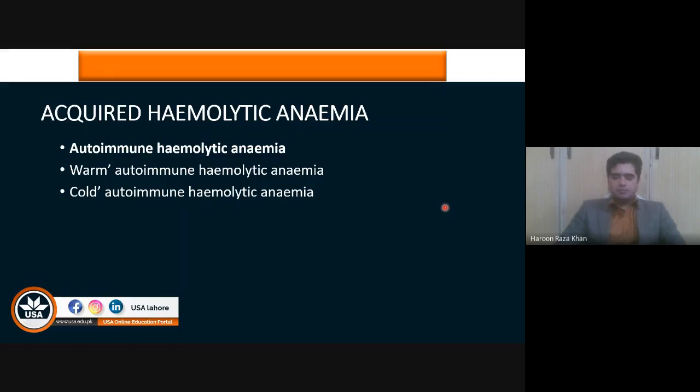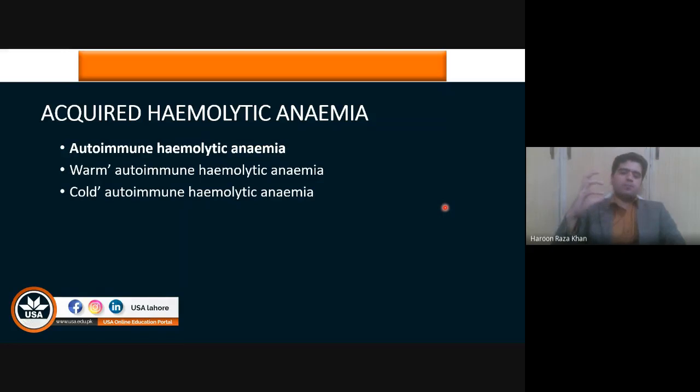Immunoglobulin G or immunoglobulin M antibodies attach to the affected red cell. What happens after that? It results in extravascular hemolysis through sequestration in the spleen, or intravascular hemolysis through activation of certain complements. So it can be extravascular or intravascular.